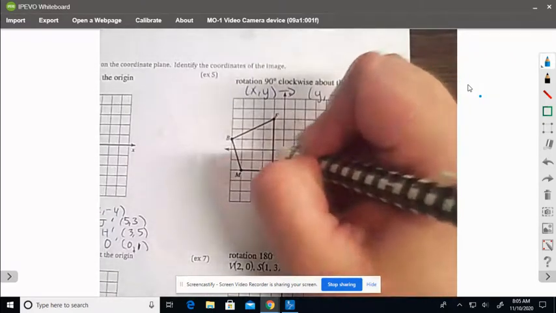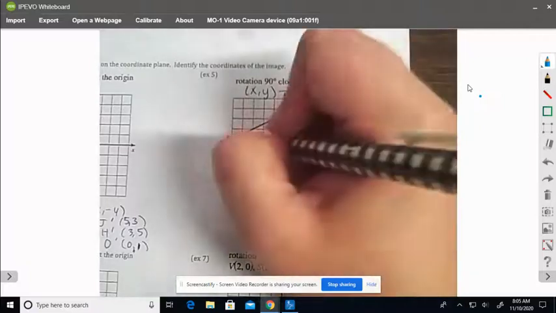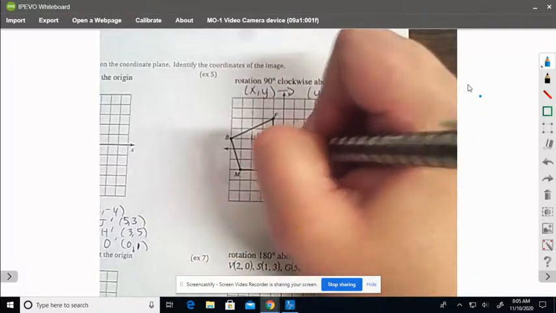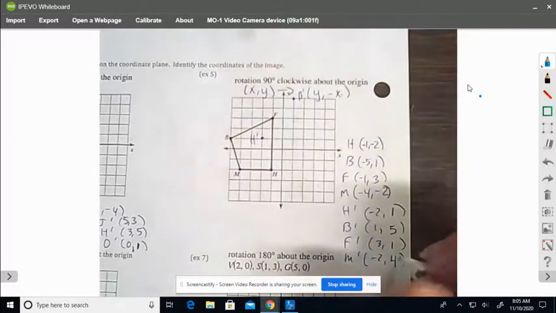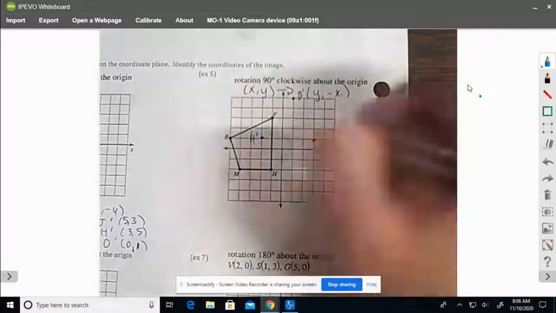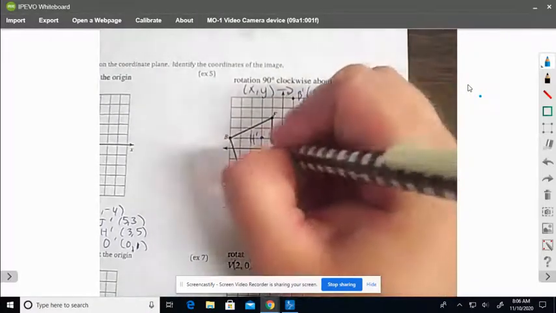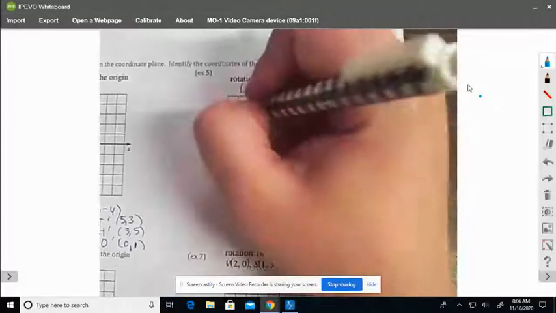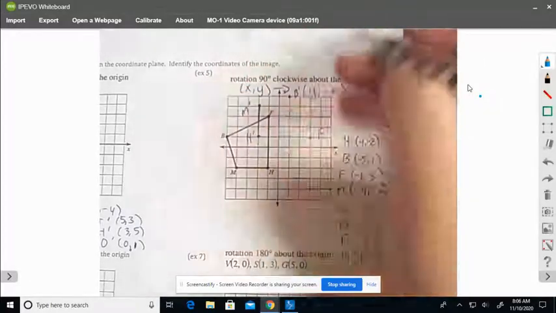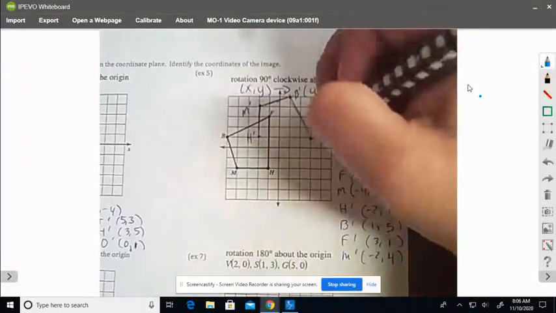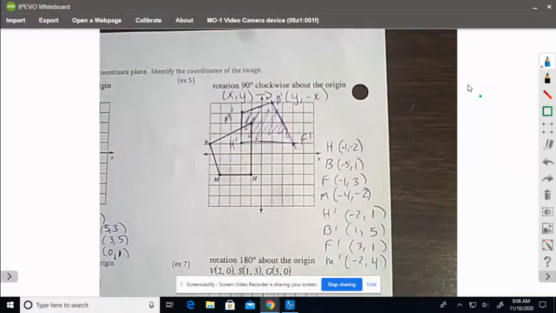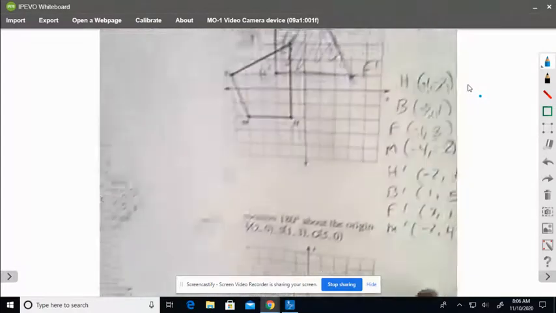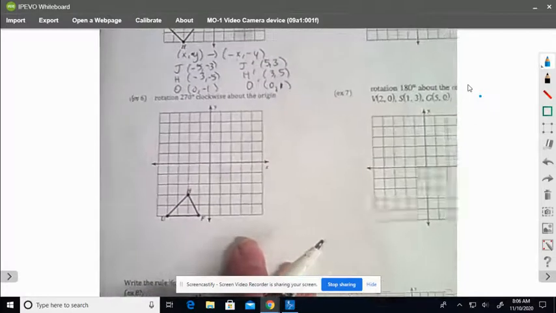Negative 2, 1. That's going to be my H prime. 1, 5. It's going to be my B prime. 3, 1. It's my F prime. And negative 2, 4 is my M prime. And then I would connect these dots and shade it in, and that's my answer. Okay, a few more to go here.